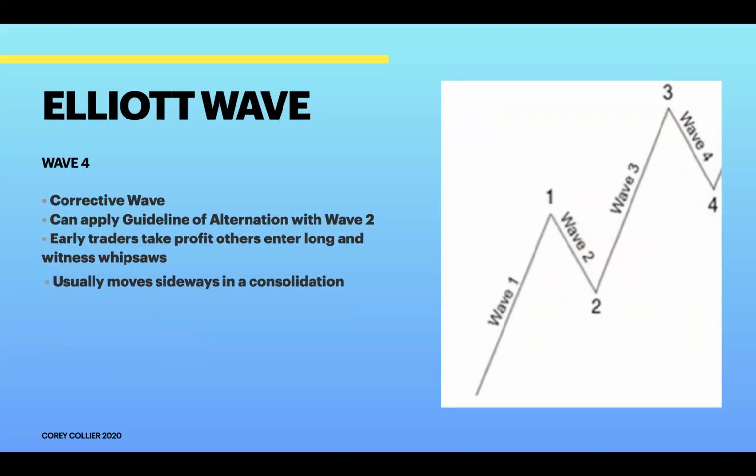Wave four is a corrective wave. You can apply the guideline of alternation with wave two, right? And we'll go over that later. Early traders take profit, others enter long or short and witness whipsaws in wave four, because wave four, more times than not, is like a consolidation.